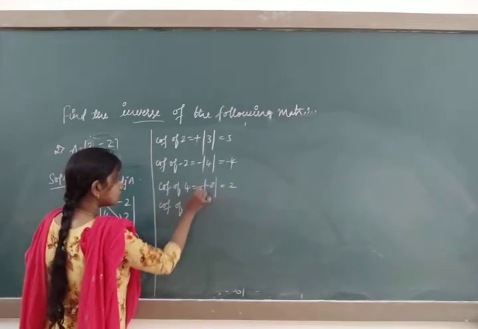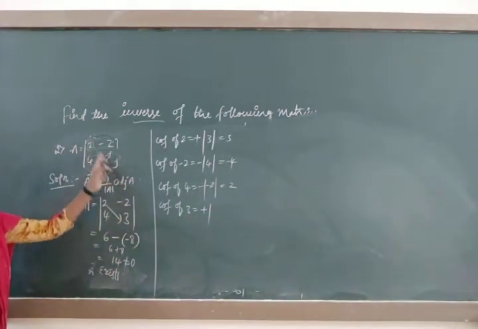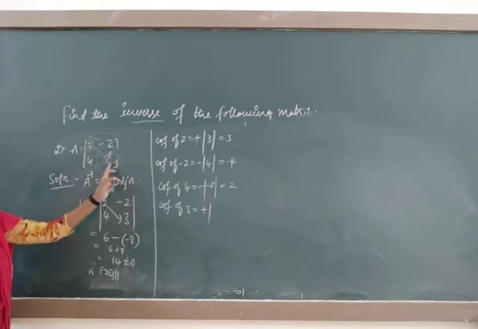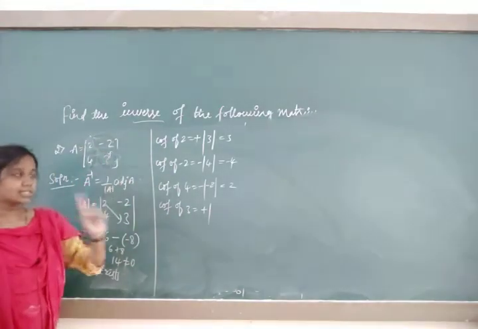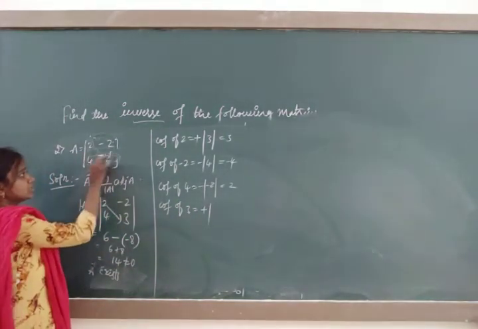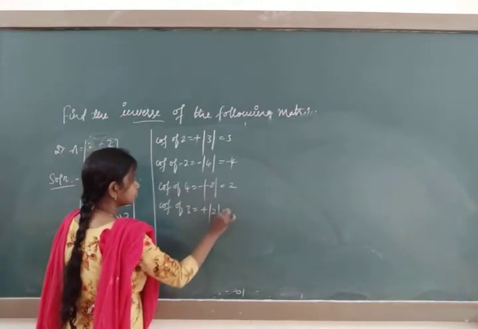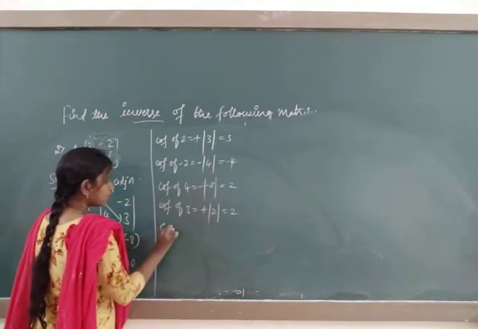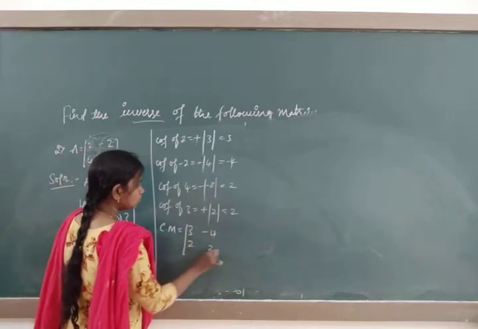Cofactor of 3, it's a plus, because where is 3 present? It's a primary diagonal. Primary diagonal signs are positive, secondary diagonal signs are negative. So wherever 3 is present, close this row and this column. So the value will be 2. Therefore, the cofactor matrix is 3, minus 4, 2, 2.